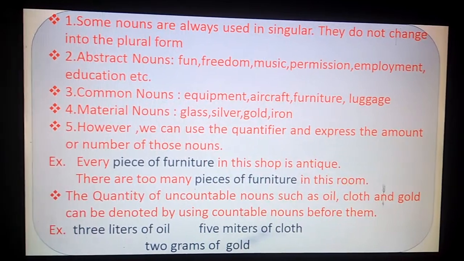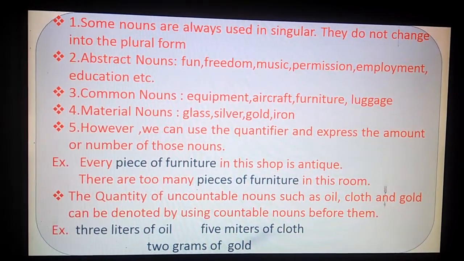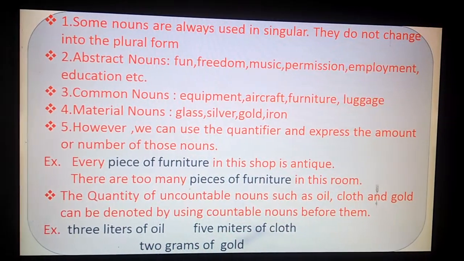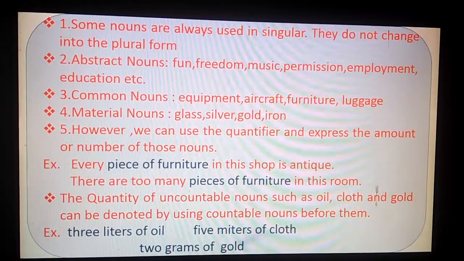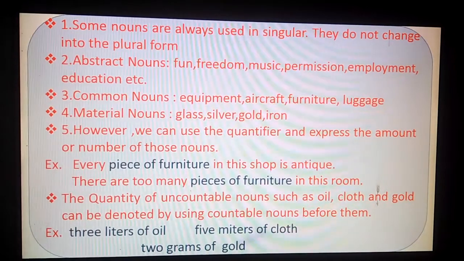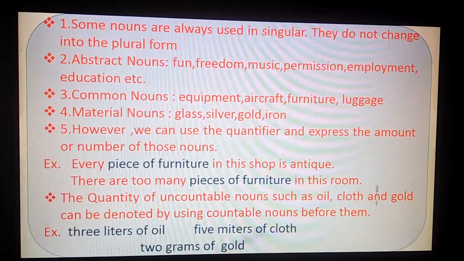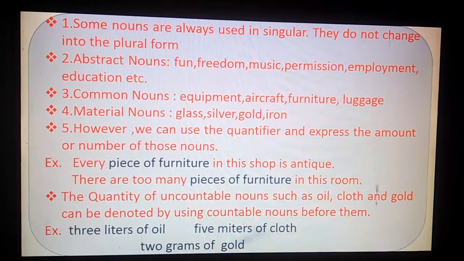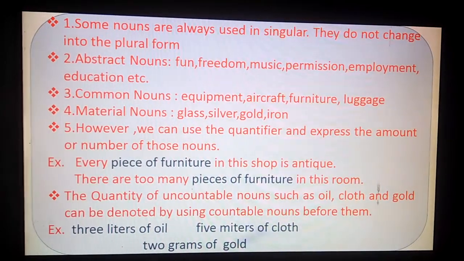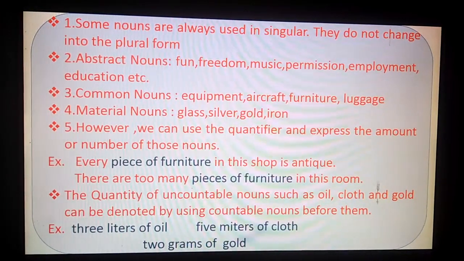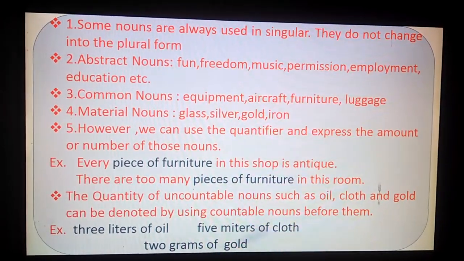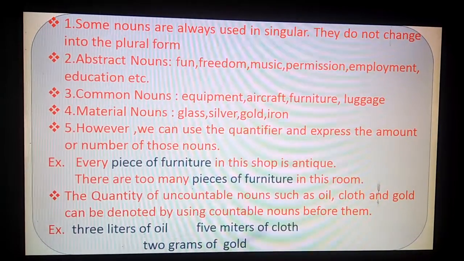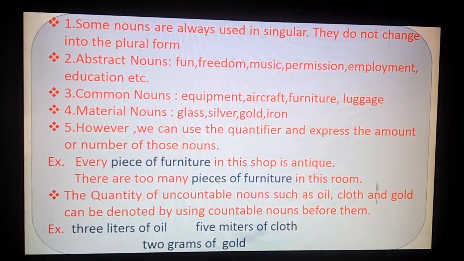However, if we have to make the plural of these, how can we do it? We can use a quantifier and express the amount or number of those nouns. Quantifier. Now example. Every piece of furniture in this shop is antique. That is singular. And the next sentence. There are too many pieces of furniture in this room. So the quantifier piece, singular, and pieces, plural.